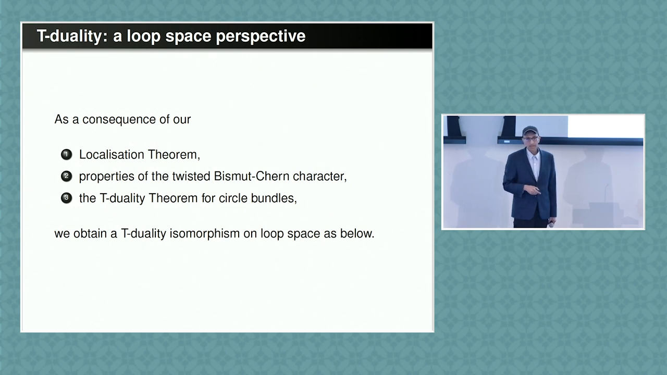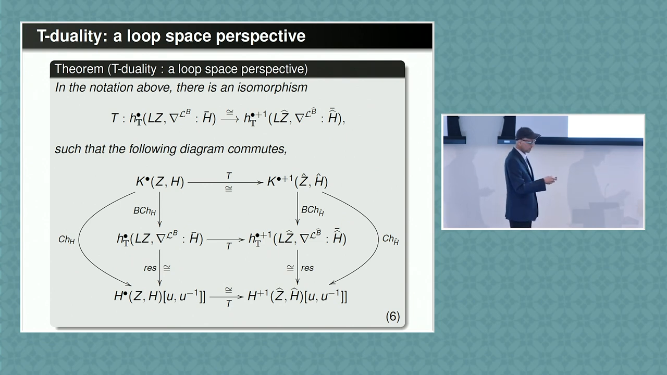So now I'll combine all this. Using the localization theorem that I proved with Fei, which generalizes the Jones-Petrack theorem, and then properties of the twisted Bismut-Chern character, which we established, and finally the T-duality theorem for circle bundles in my work with Bouwknegt and Evslin, we obtain the T-duality isomorphism of loop space as follows. This is the diagram. Let me just explain it. So I claim there's an isomorphism T from this exotic equivariant cohomology of loop space to the equivariant cohomology of the loop space of the T-dual, right? And there's a degree shift.